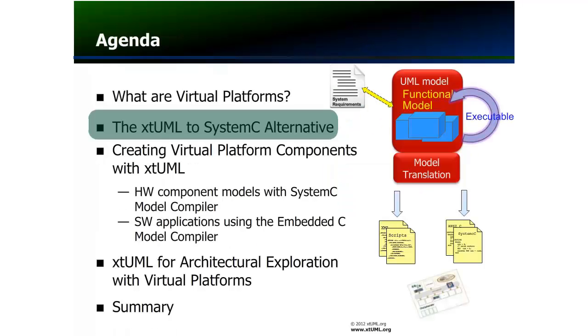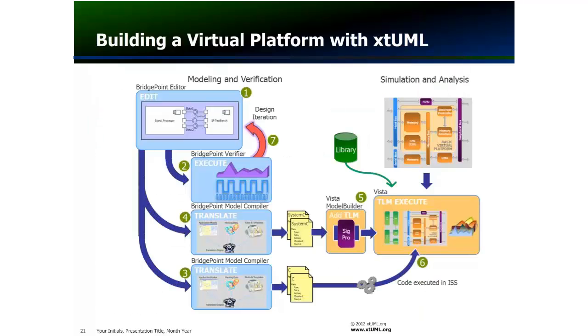Now, let's dig a little deeper into the steps that make up the xtUML to SystemC alternative. The approach that I'll use today uses the xtUML process to first produce functional models that are platform independent. And once these models have been validated, then model compilation will target some components as application software and other components as hardware modules within the virtual platform.